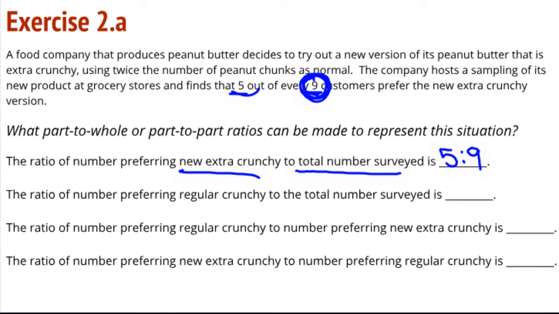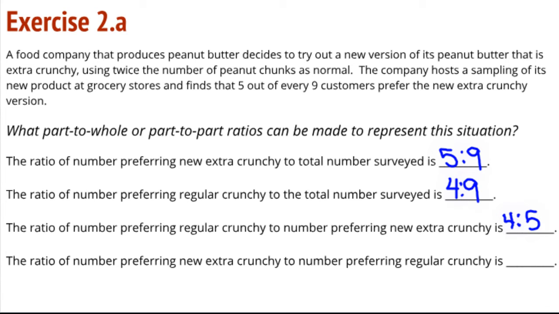Now, if 5 picked the new extra crunchy, then the other 4 must have picked the regular crunchy, because there were only 2 types of peanut butter they were sampling. The ratio of the number preferring regular crunchy to the number preferring new extra crunchy. Well, we know that there are 4 parts that prefer the regular, and we know that there are 5 parts that prefer the new extra crunchy. And the new extra crunchy to the regular is 5 to 4.